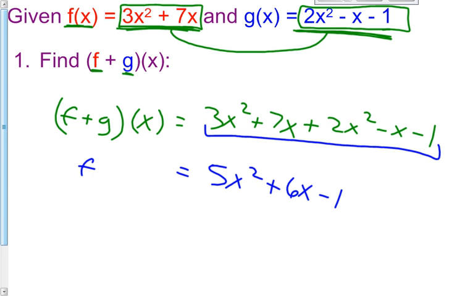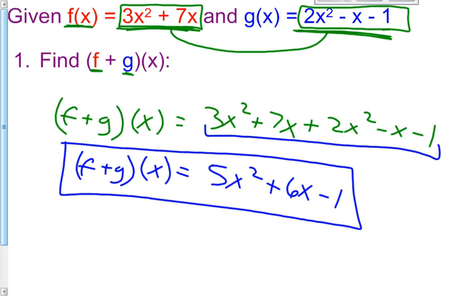And that's all I need from you on this first one. Please make sure that you write down what you're supposed to be doing, so you're adding f of x plus g of x. So this is exactly how I want you to write it on your worksheet and on your test coming up in a little bit.